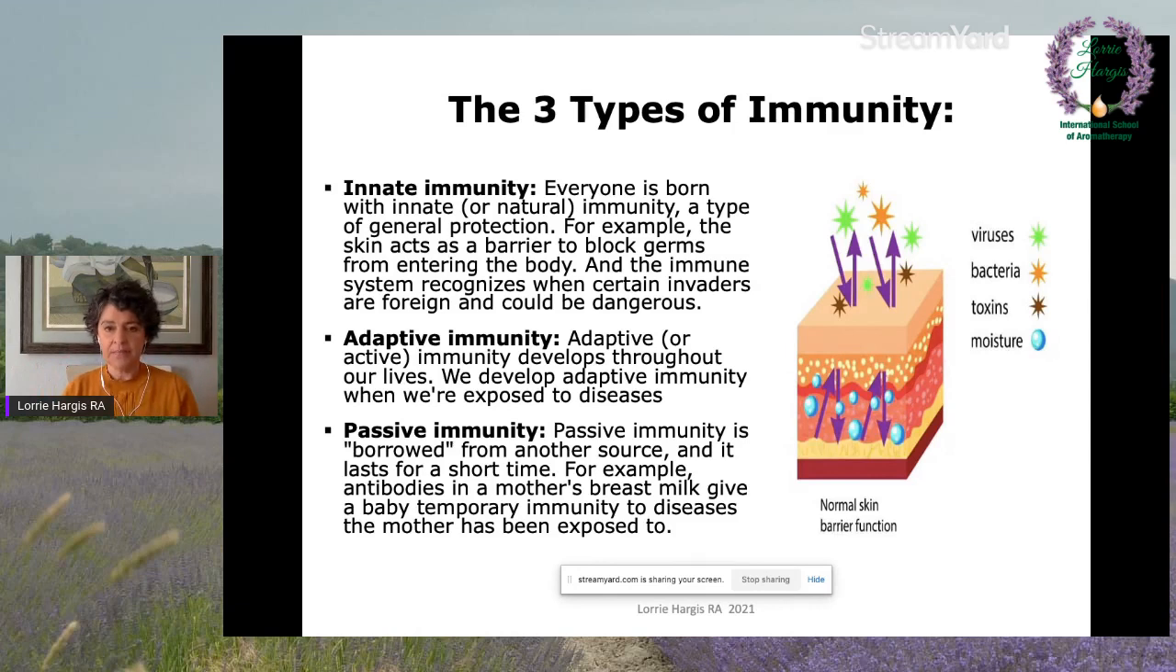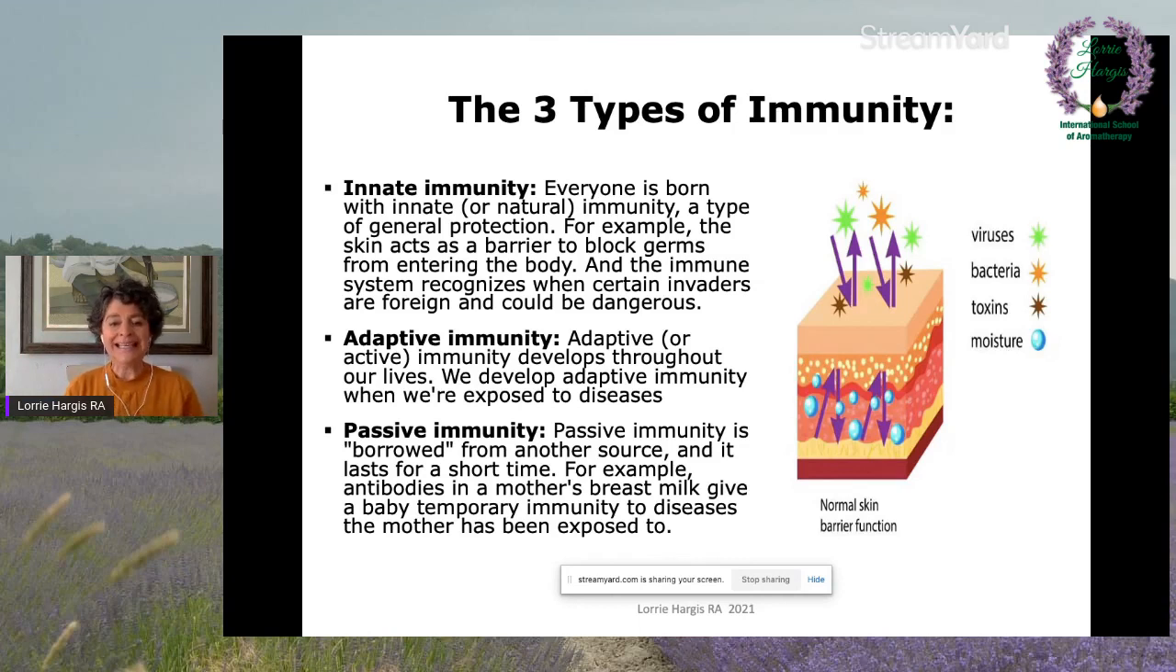Adaptive immunity or active immunity develops throughout our lives. We develop adaptive immunity when we're exposed to diseases. Just like I was saying, when I was exposed to German measles, I was exposed to rubella. And when I got married, when they took my rubella count, it was super, super high. I had immunity to it.